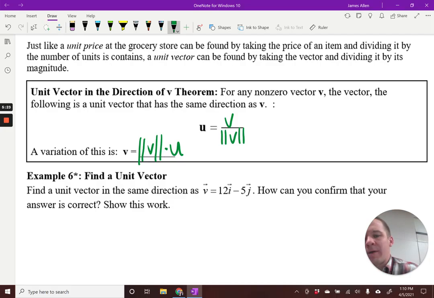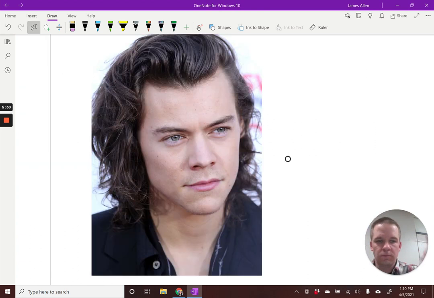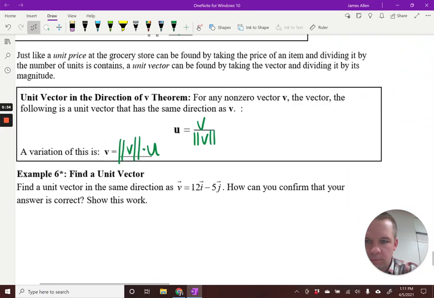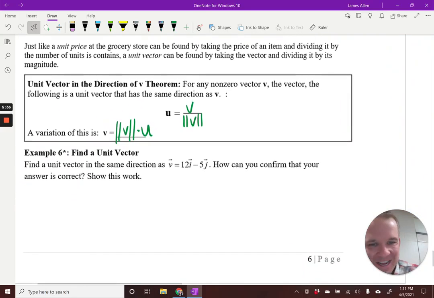That's the right vocab word to use here, Mr. Allen. Okay, so find a unit vector in the same direction as 12i hat minus 5j hat. How can you confirm that your answer is correct? Show this wonderful work. Okay, so we want to find the unit vector.